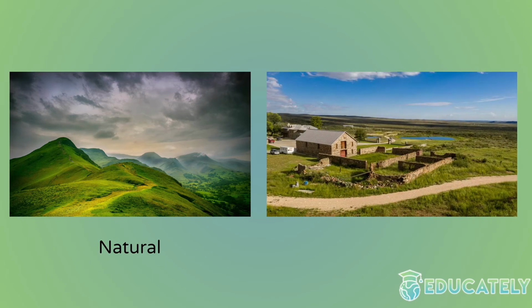Here we have a ranch. You can obviously see buildings, and even the land around it is probably manipulated by humans so it can be used by animals. That's a part of what many farms and ranches do. So it can be described as cultural.